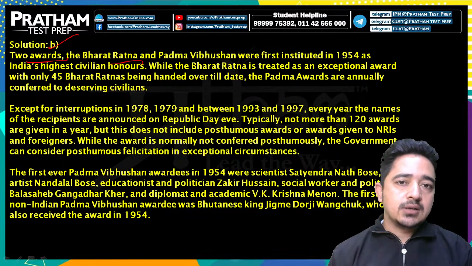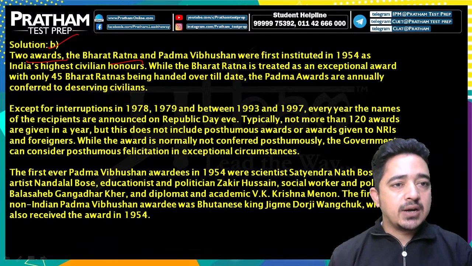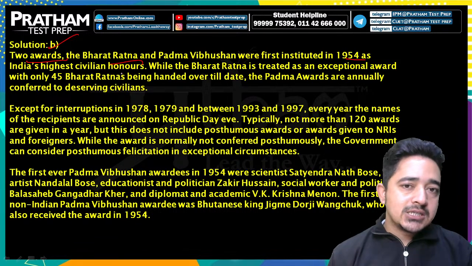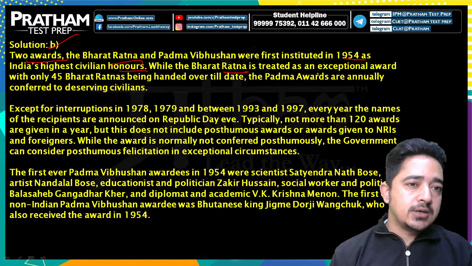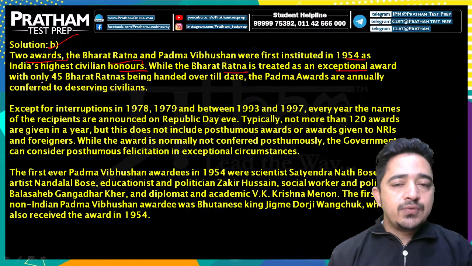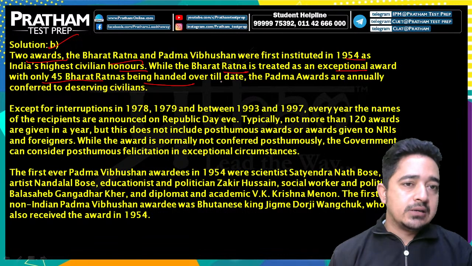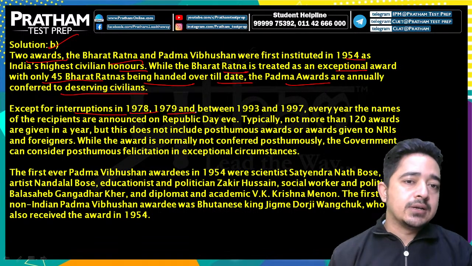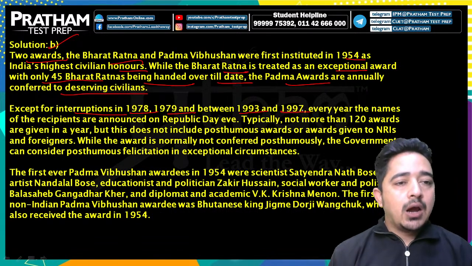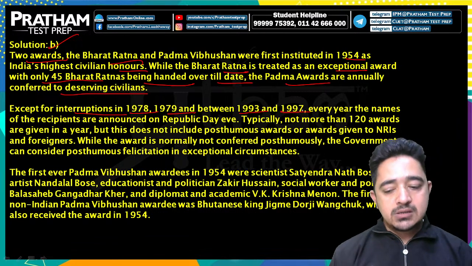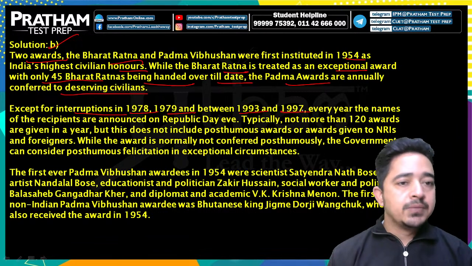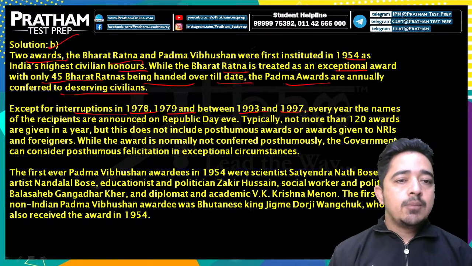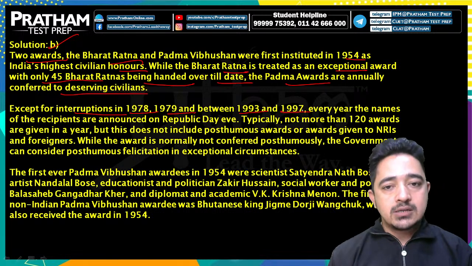The two awards, the Bharat Ratna and Padma Vibhushan, were first instituted in 1954 as India's highest civilian honors, while the Bharat Ratna is treated as an exceptional award with only 45 Bharat Ratnas handed over to date. The Padma Awards are annually conferred on deserving civilians. Except for interruptions in 1978, 1979, 1993 and 1997, every year the names of the recipients are announced on Republic Day Eve. Typically not more than 120 awards are given in a year, not including posthumous awards or awards given to NRIs and foreigners.